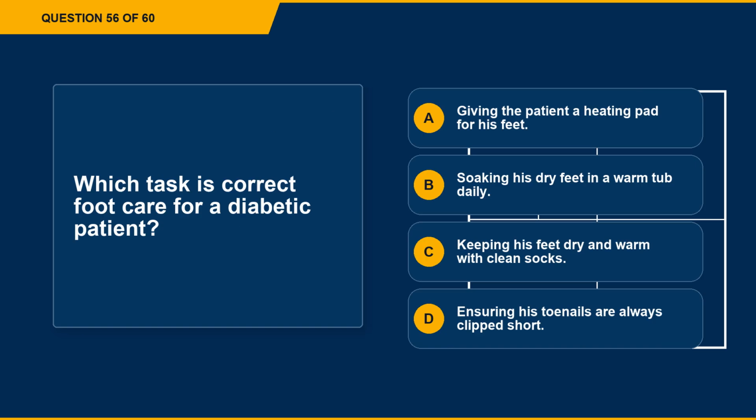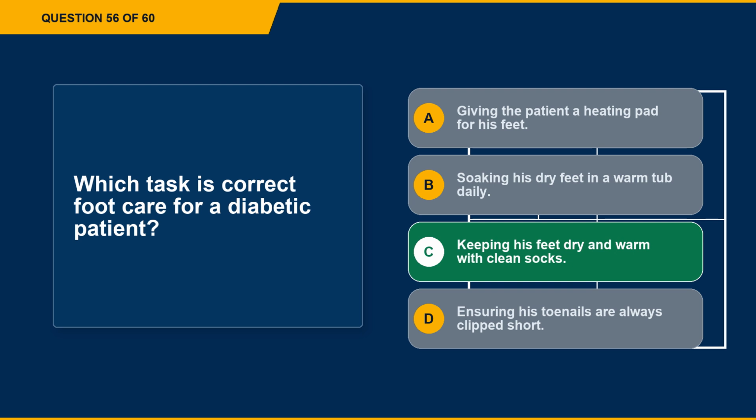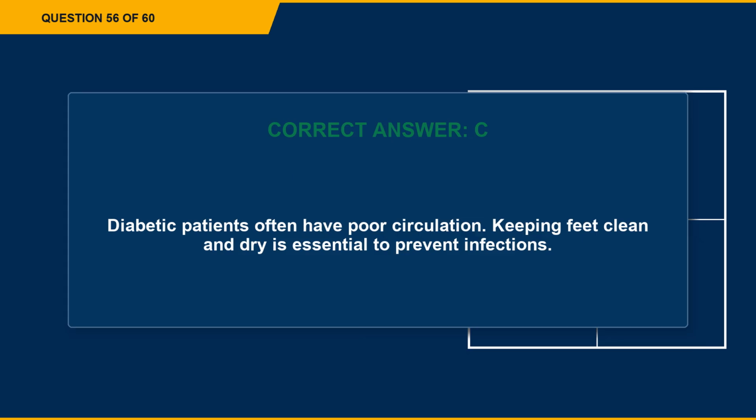Question 56. Which task is correct foot care for a diabetic patient? Option A, giving the patient a heating pad for his feet. Option B, soaking his dry feet in a warm tub daily. Option C, keeping his feet dry and warm with clean socks. Option D, ensuring his toenails are always clipped short. The correct answer is option C, keeping his feet dry and warm with clean socks. Explanation: diabetic patients often have poor circulation. Keeping feet clean and dry is essential to prevent infections.